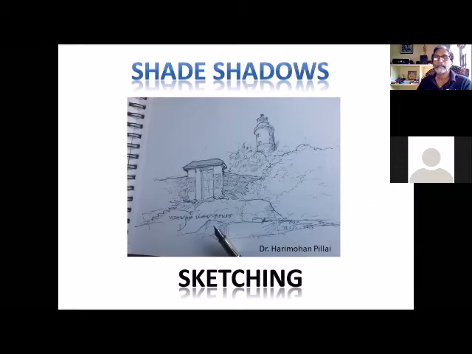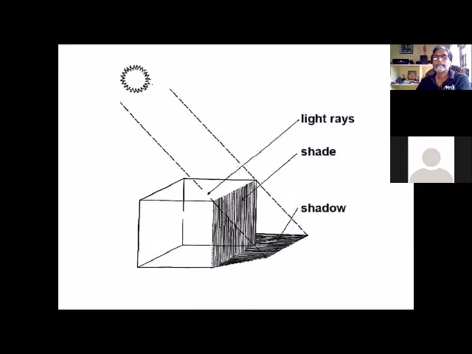So now let us look at this whole method which you have tried just now, and look at the theory behind this. So what do you see here? There is the sun, which is at infinity, and in physics you have learned that we always assume that the light rays coming from the sun are parallel to each other, isn't it? In physics you have learned this.